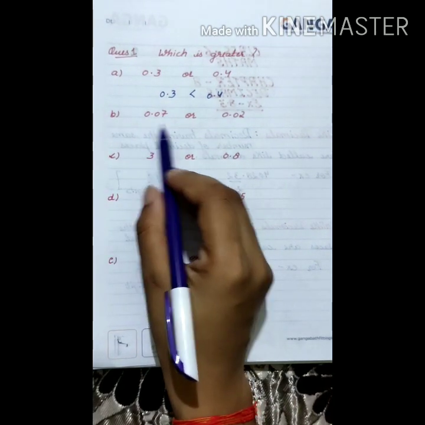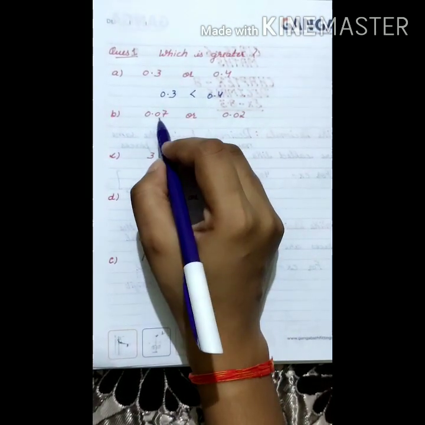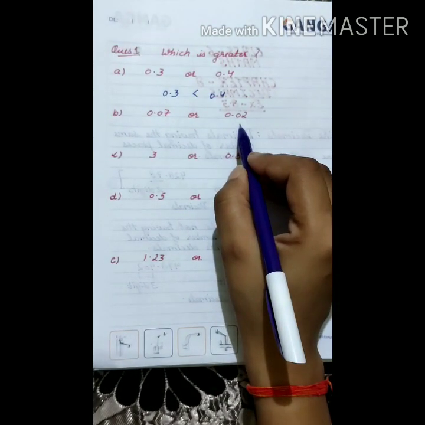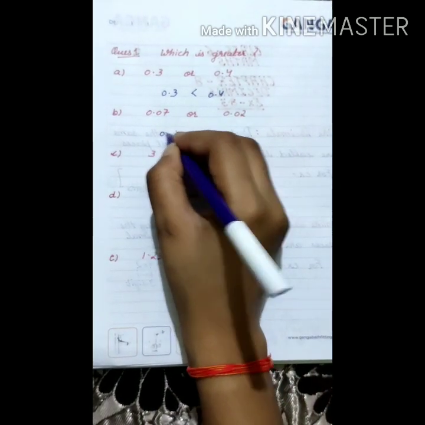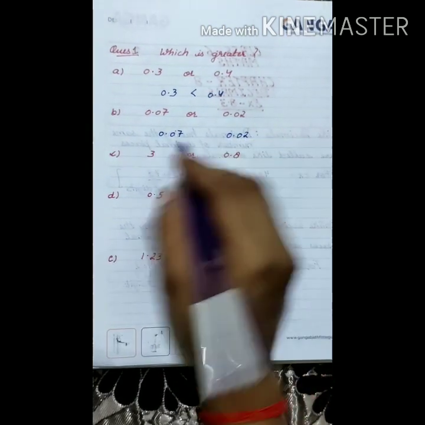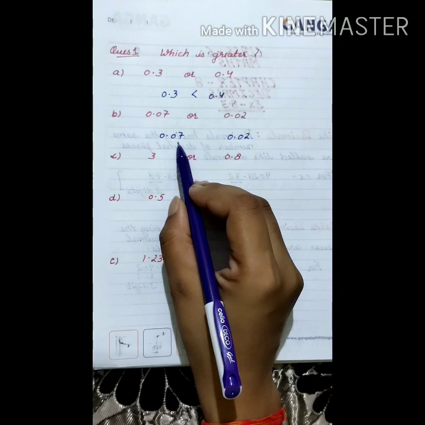B part, 0.07 or 0.02. Here we have two digits to the right of the decimal point, and in this number we have two digits to the right of the decimal point. That means they are like decimals. So now we will compare firstly the whole part. In both decimal numbers, whole parts are equal. So we will compare now the decimal part.